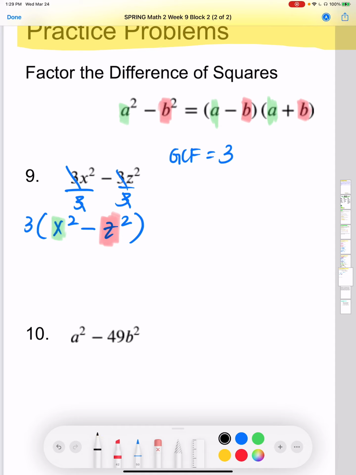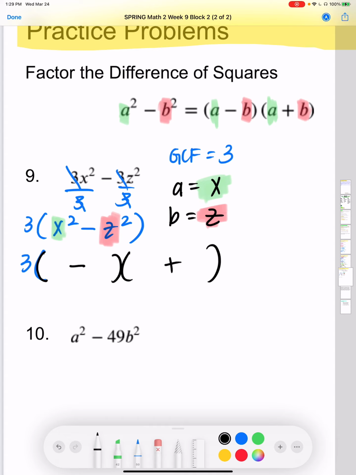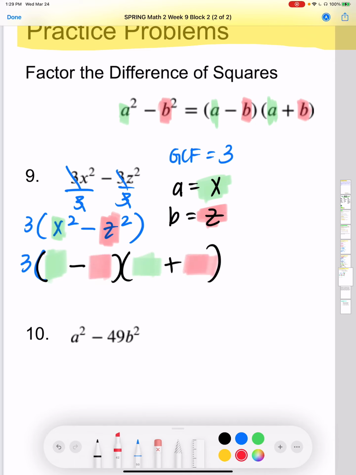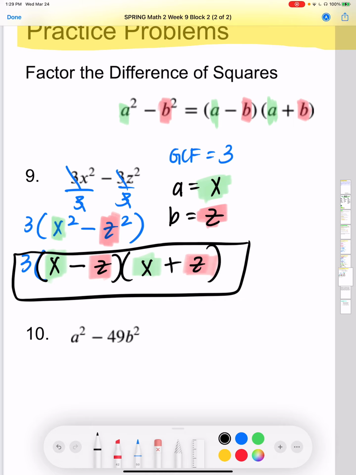Okay, so if you need to write it down, you can. You don't have to. A value is x. My b value is z, according to my little formula up at the top. And then what we're going to do is we're going to go ahead and plug in. So leave that 3 outside. You're going to have 2 sets of parentheses for your difference of squares. One's going to be a minus, one's going to be a plus. Your a term is going to go first. Your b term is going to go second. So let's just plug in. So we're going to have an x in the beginning, a z at the end, and you're done. This is factored. Okay, so notice how we used a GCF first, and then we factored out.